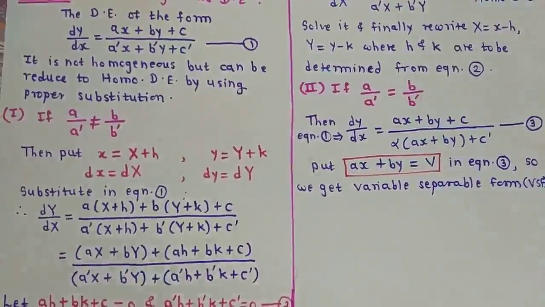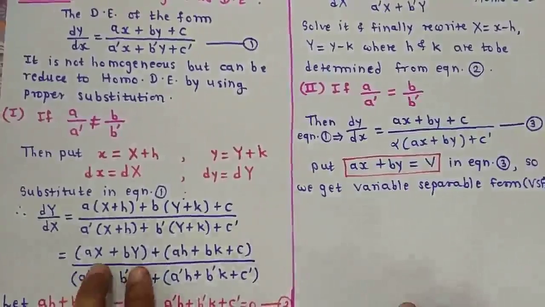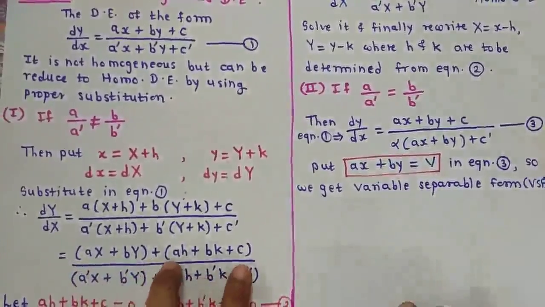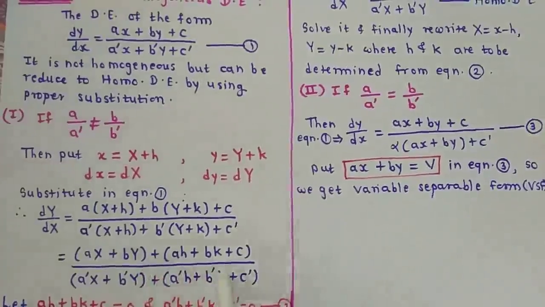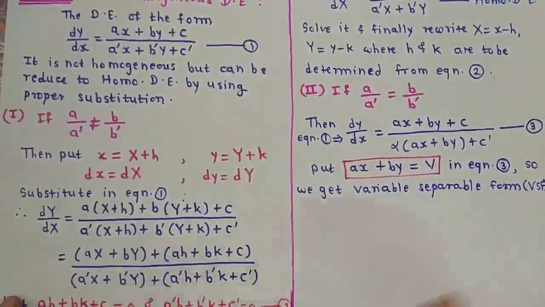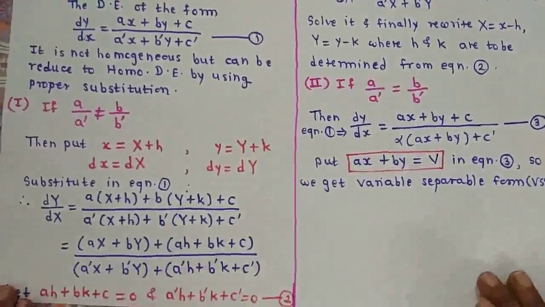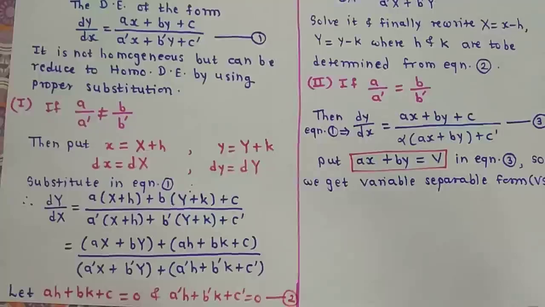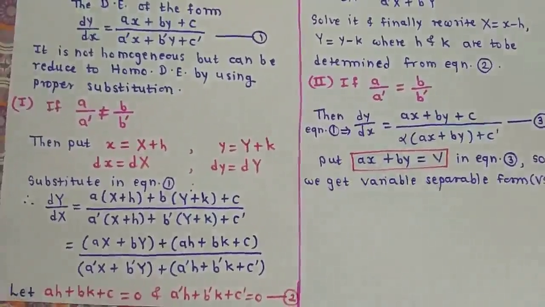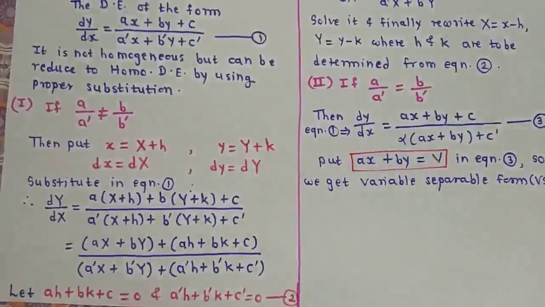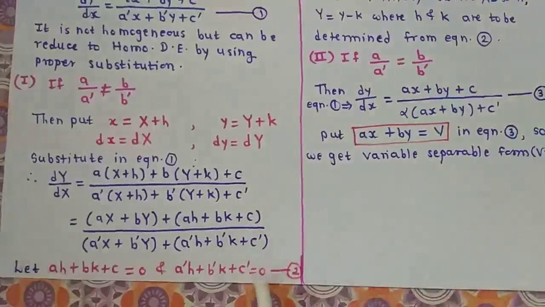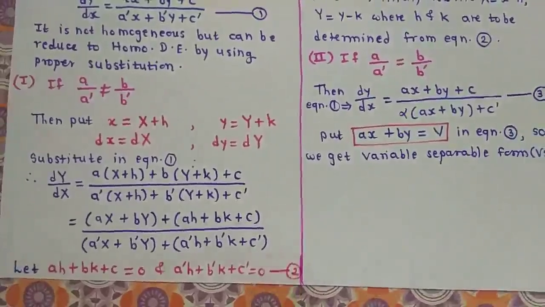Now we collect terms of x and y together. So aX plus bY plus we write the remaining terms, that is ah plus bk plus c. Similarly, the denominator takes this form. Now in this case we choose values of h and k so that ah plus bk plus c equals 0 and a'h plus b'k plus c' equals 0. We denote it as equation number 2.